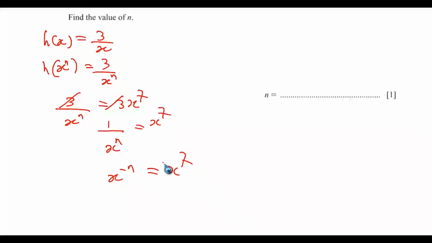This is an index equation. The base, we cancel the base. We have minus n equal to 7. That implies that n is equal to negative 7. So we have negative 7 here. Okay, so the next question will be question 12.